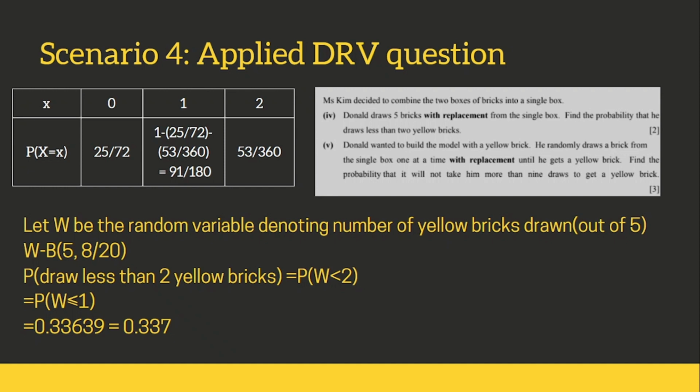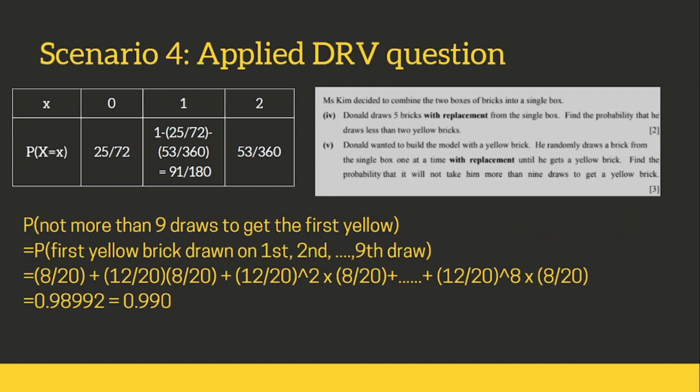And for part 5, Donald wanted to build a model with a yellow brick. He randomly draws a brick until he finds a yellow brick, and this is with replacement. Find the probability that it will not take him more than 9 draws to get a yellow brick. What it means by not more than 9 draws is that there are about 9 scenarios. Either he gets it on the first draw, second, third, fourth, fifth, sixth, seventh, eighth, or ninth.